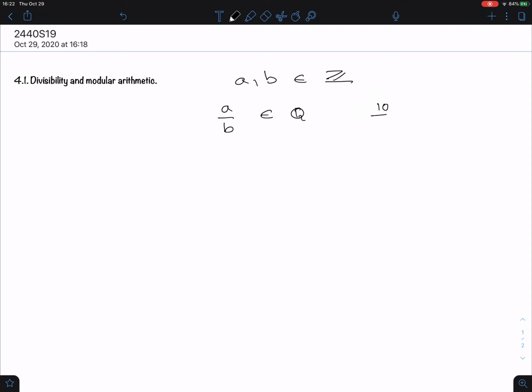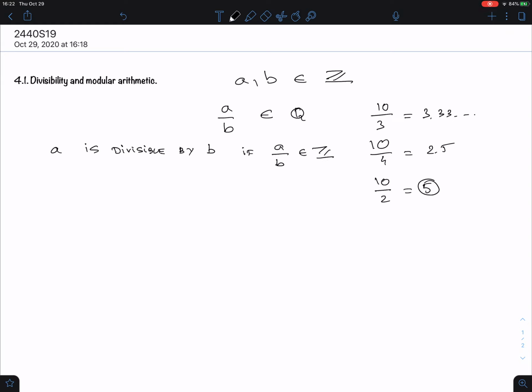So if we have 10 divided by 3, that will be something like 3.333, or 10 divided by 4 would be 2.5. It can be just a single decimal, but it is a decimal, okay? But sometimes it isn't. So if we take 10 divided by 2, that is 5. That is now an integer. So we say that a is divisible by b if a divided by b is an integer. Or we say b divides a.